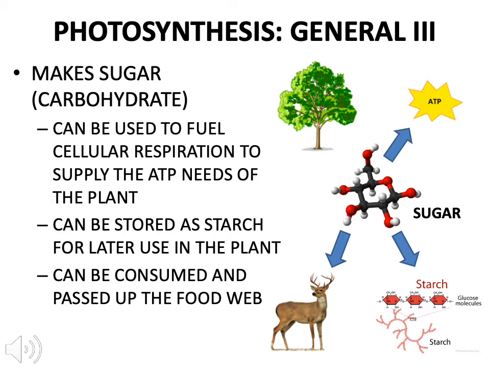But the thing that was once alive and now is dead was either an animal or a plant. And once again, the food molecules that are being consumed in this case by the fungus or by the bacteria are ultimately produced through a process of photosynthesis by a plant somewhere, somehow. So we're making sugar, carbohydrate, which can be used to fuel the needs of the plant at the present. You can actually store that food as starch for later use, or that food molecule can be consumed and passed up the food web through herbivores and through carnivores.